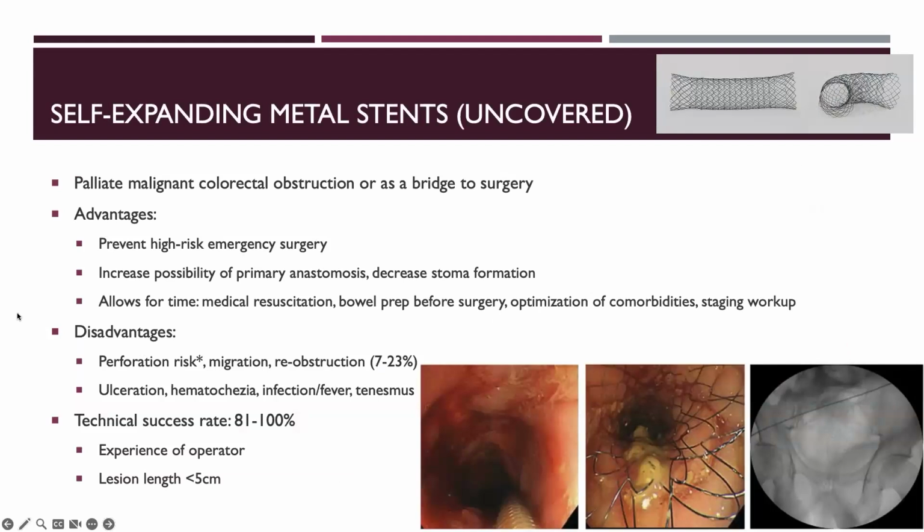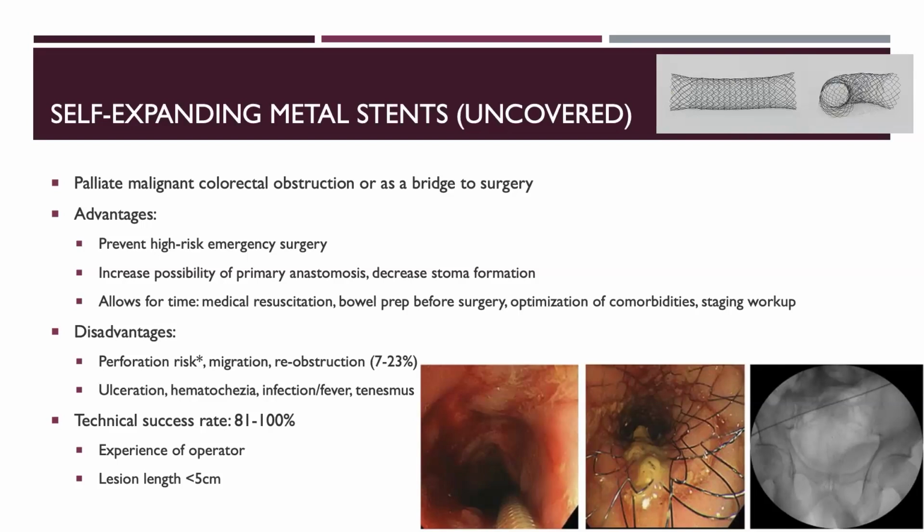So next is the question. We talked about fully covered stents. Then there are the other indications, which are uncovered stents. Typically we use uncovered stents not for benign etiologies, but for malignant etiologies. These are to palliate malignant colorectal obstructions and use them primarily as a bridge to potential surgery. The advantage of an uncovered stent is that it prevents the risk of high risk emergency surgeries.